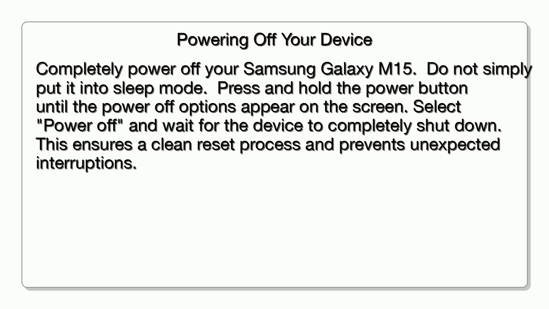Step two, powering off your device. Completely power off your Samsung Galaxy Mod. Do not simply put it into sleep mode. Press and hold the power button until the power off options appear on the screen. Select power off and wait for the device to completely shut down. This ensures a clean reset process and prevents unexpected interruptions.